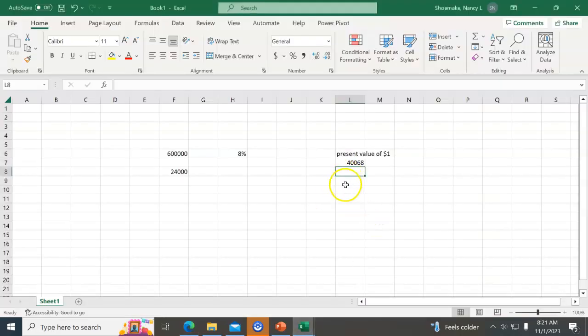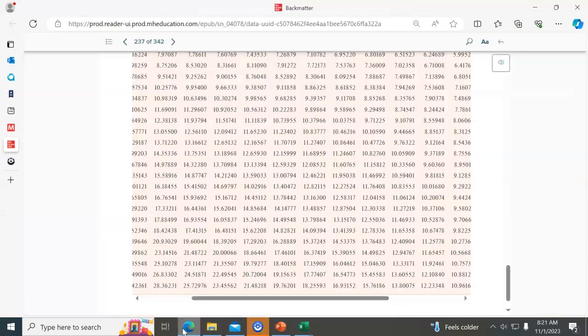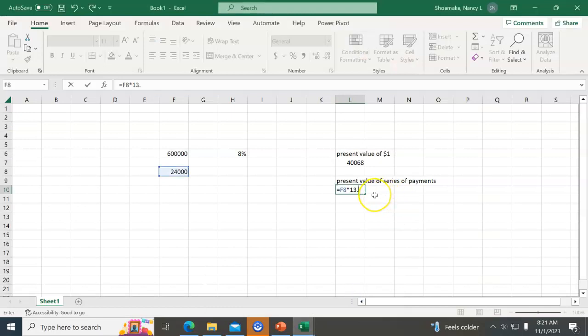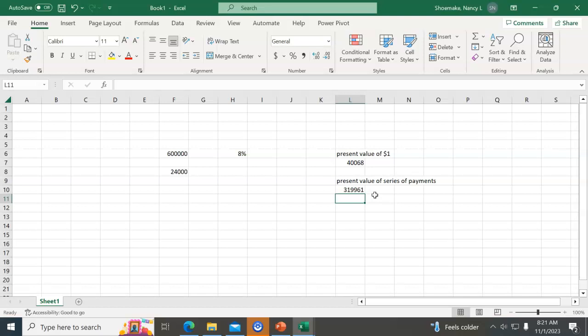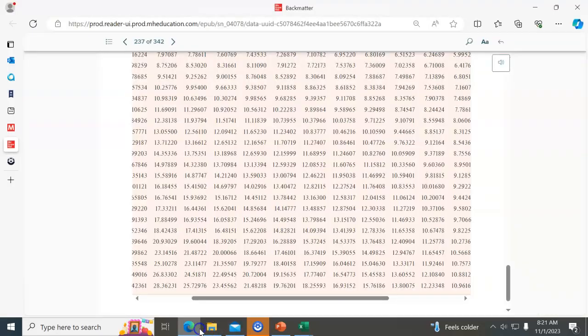Okay, so now we're going to take the present value of an annuity, the present value of a series of payments, and we're going to take this 24,000 times 13.33171. Do you see that's 319,961? So if I add those two together, I don't think I'm right.